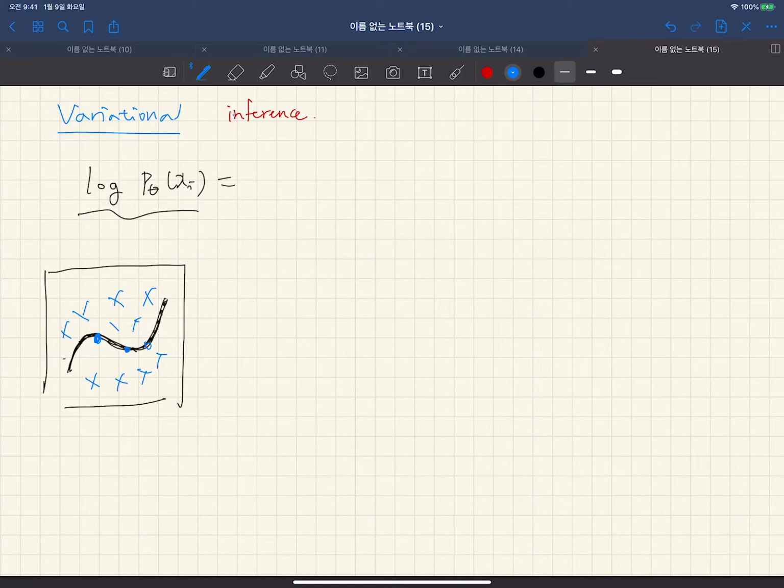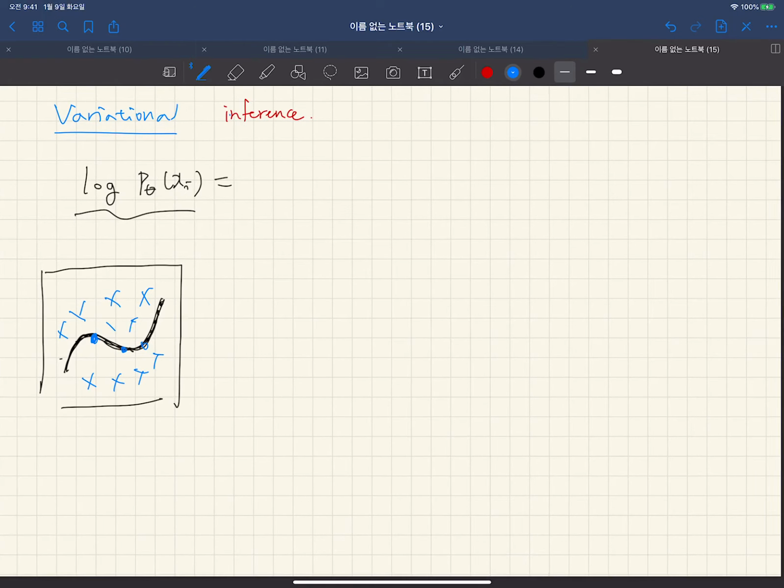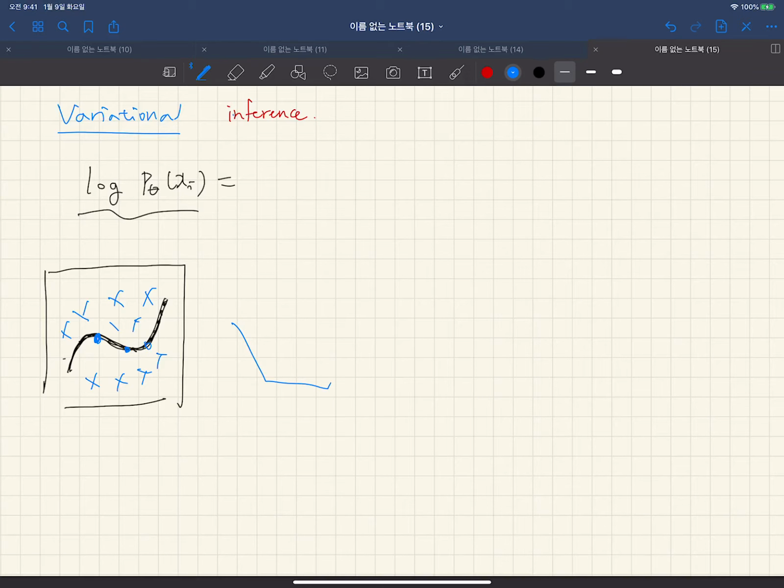So we want to maximize the log likelihood with the decoder and the latent variable with the normal distribution, mean zero and identity covariance matrix. We want this.